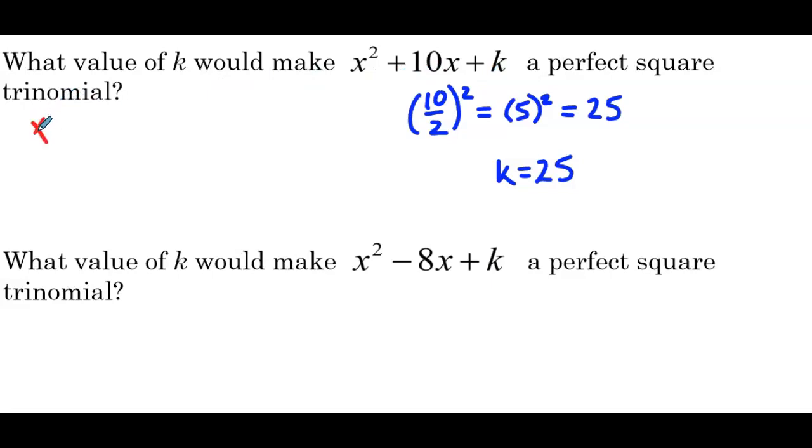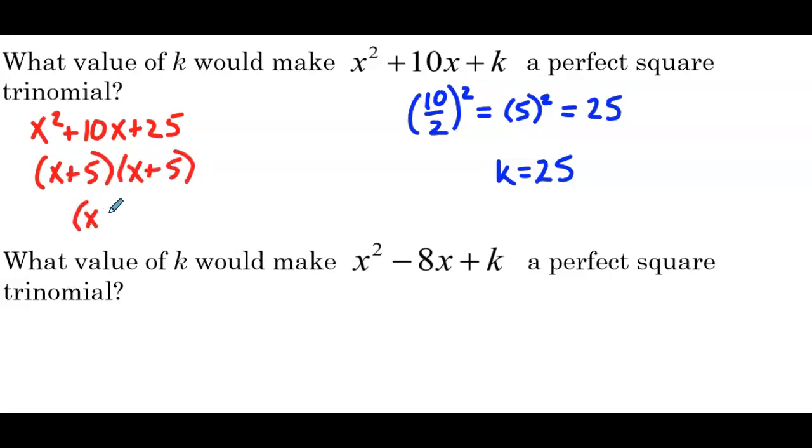If we put this in, x squared plus 10x plus 25, let's actually factor it. So a factor pair of 25 that adds to 10 would be positive 5 and positive 5. So x plus 5 times x plus 5 is x plus 5 squared. That's a perfect square trinomial.